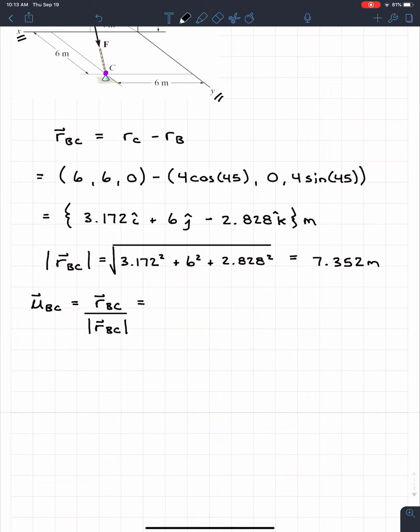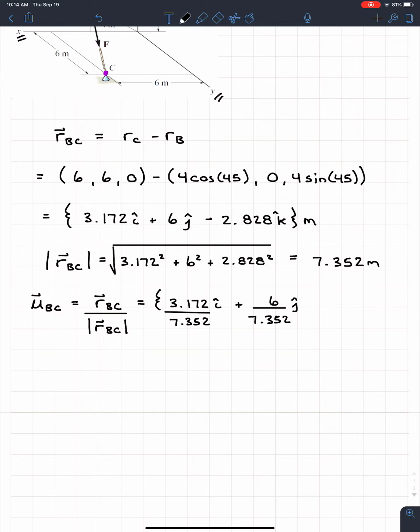So if I were to do the vector right now, I'm just going to take all of those components that we have above and divide them by that magnitude of 7.352. So the first component I have is 3.172, and I'm going to divide that by 7.352, and that right there is in the i direction. And then I also have the j direction, so it's going to be divided by 7.352, and the j component was 6, so that's in the j.